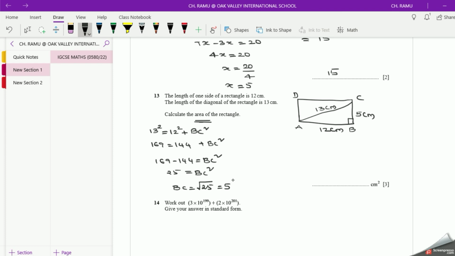Now area of rectangle formula, L into B. Therefore A is equal to L value 12 and B value is 5. So area is equal to 12 5s are 60 centimeter square.